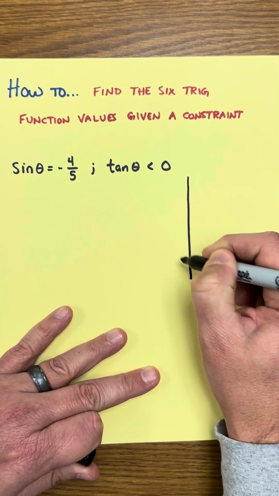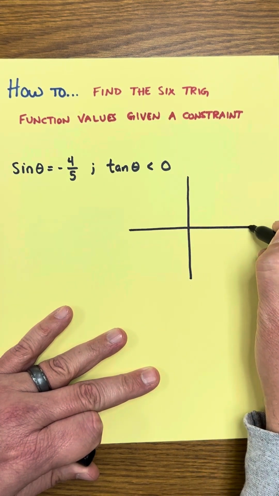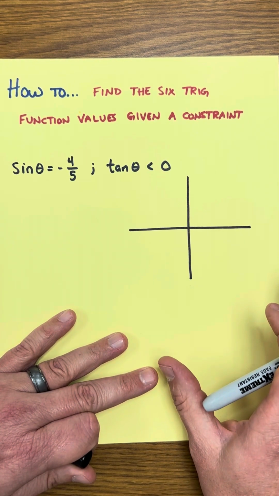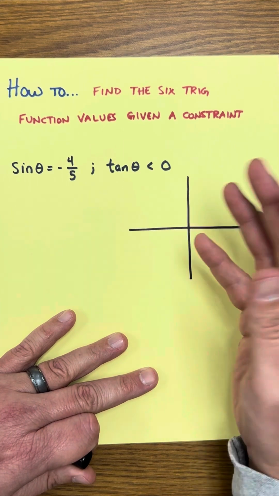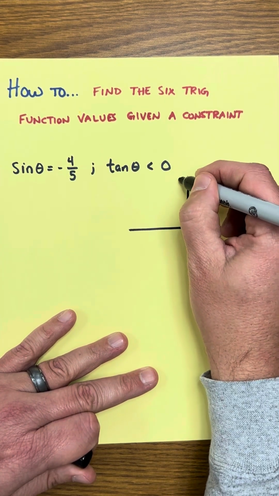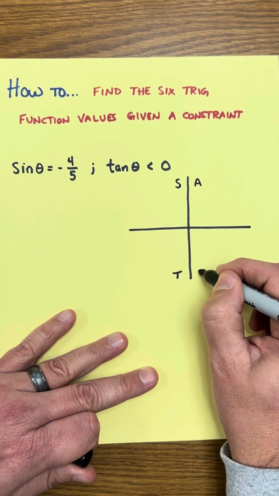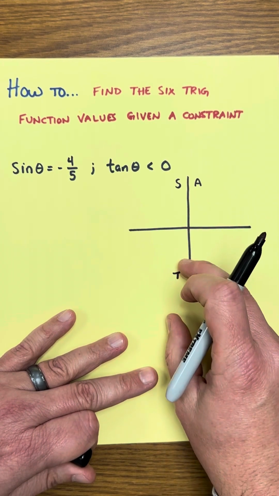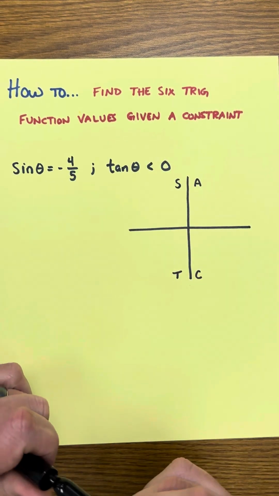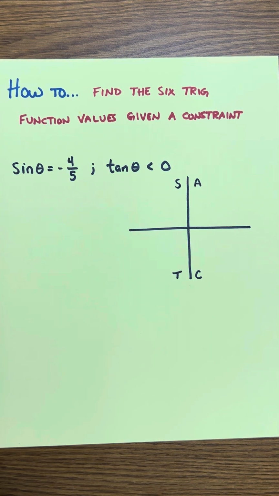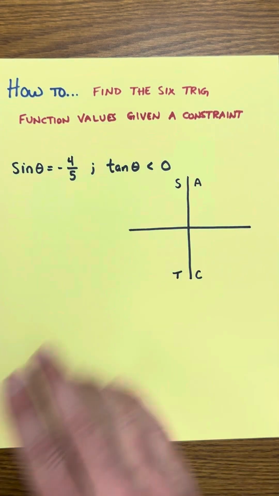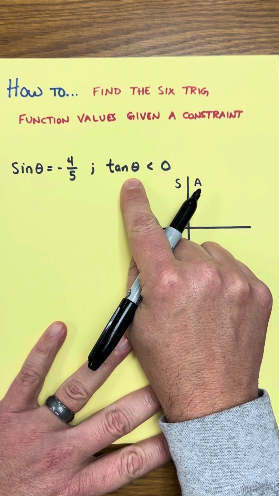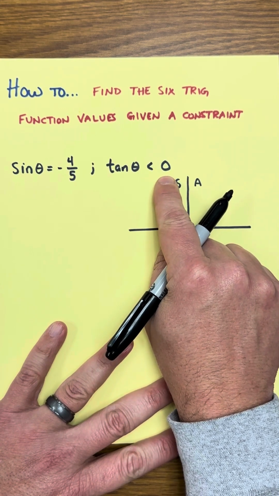So I'm just going to draw a coordinate plane. And if you remember, we had a video earlier on the signs of the 6 trigonometric functions. And our acronym was: All Students Take Calc. All, Sine, Tangent, Cosine. This is where the trig function values are positive, okay? So to help me figure out where I'm going to draw this angle, I like to start with this. Now, looking at the constraint, the tangent of angle theta needs to be negative, okay?